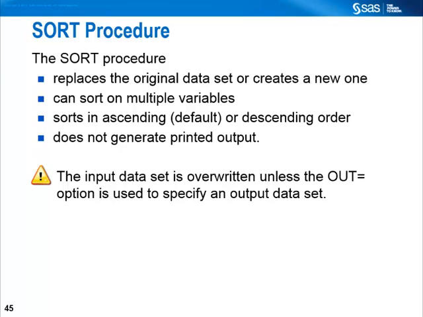Sort procedure. The sort procedure replaces the original dataset or creates a new one. It can sort on multiple variables. It sorts in ascending order by default, or descending order if we specify. And it does not generate printed output. The input dataset is overwritten unless the out equals option is used to specify an output dataset.